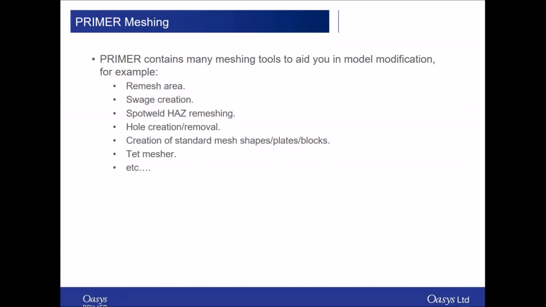So this is when you want to create spot welds that are meshed in and have one or more rings of elements in a different part with different material properties that represent the heat affected zone around the spot weld. That requires local remeshing of the mesh, and Primer can now do that. Hole creation and removal is in there. Creation of standard mesh shapes, plates, blocks. We have a built-in tape mesher and so on.